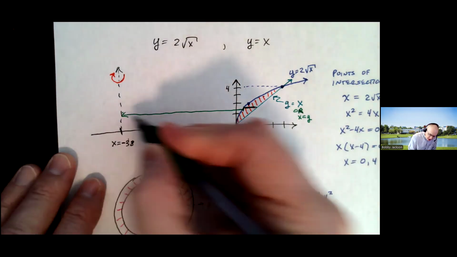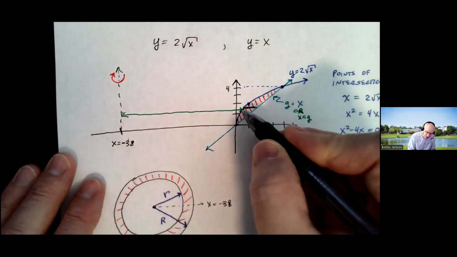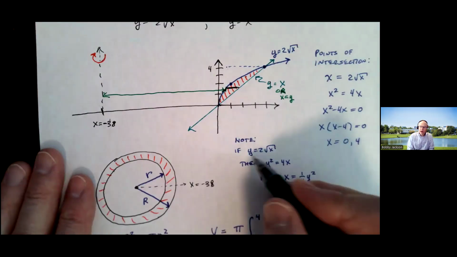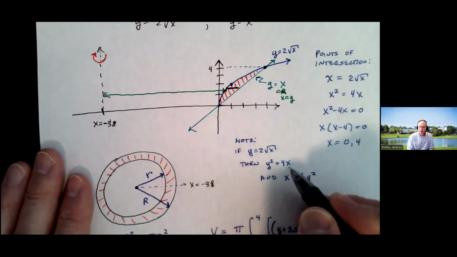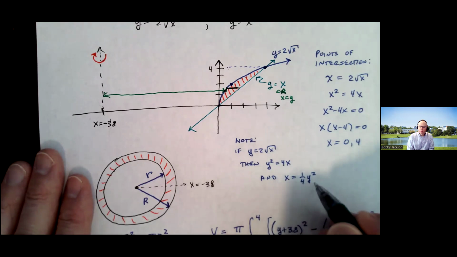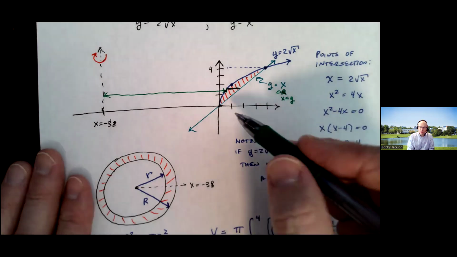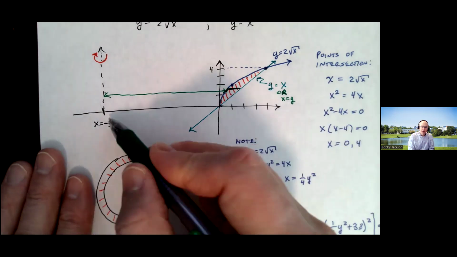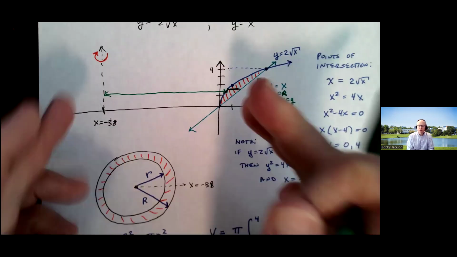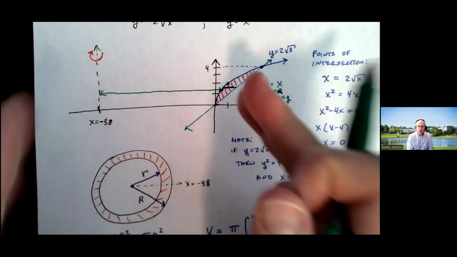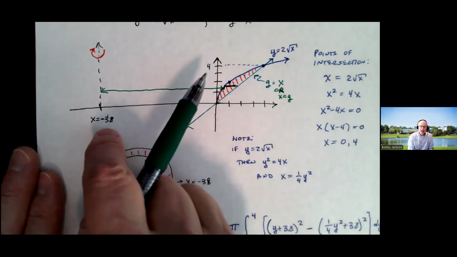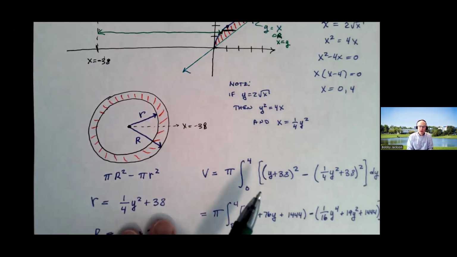So what is this distance from here to here? Well, the x coordinate here is equal to what? If y is equal to 2 square root of x, I can solve for x by squaring both sides and then multiplying by 1/4. X is 1/4 y squared. That's this x coordinate on this curve. And then what's the x coordinate here? Negative 38. So the distance will be the difference of those x coordinates: 1/4 y squared minus a negative 38, and minus a negative 38 gives you plus 38.